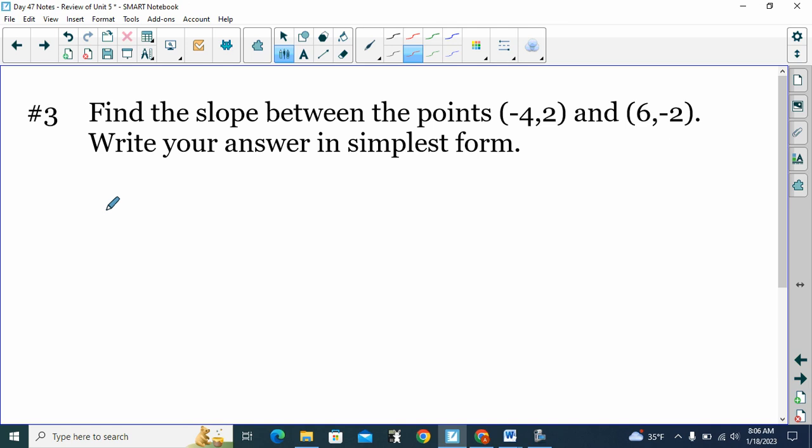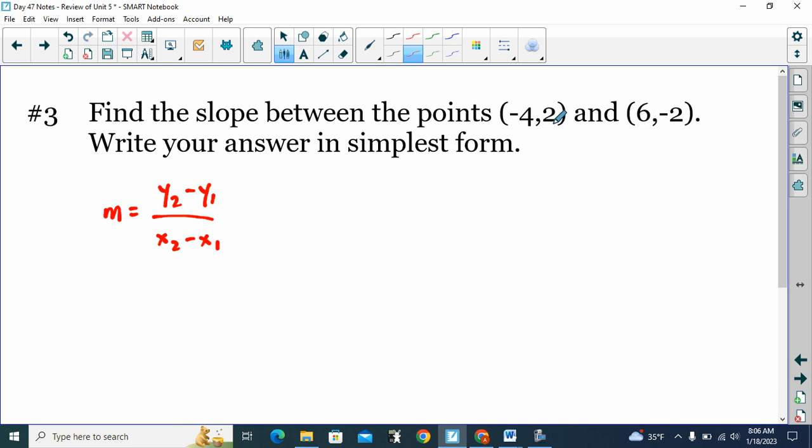We're going to use the slope formula. The slope formula says m is equal to y sub 2 minus y sub 1 over x sub 2 minus x sub 1. This formula will be on the quiz, up at the top of the quiz. You'll need to know when to use it and how to use it, but you will not have to memorize the formula.